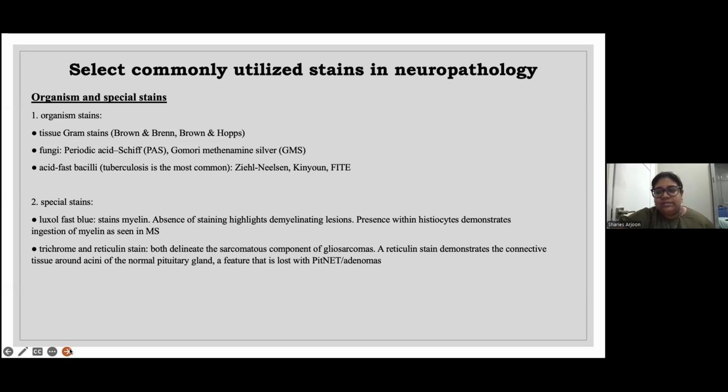A reticulin stain demonstrates the connective tissue around the acini of the normal pituitary gland, and this is a feature that is lost in pituitary adenomas.